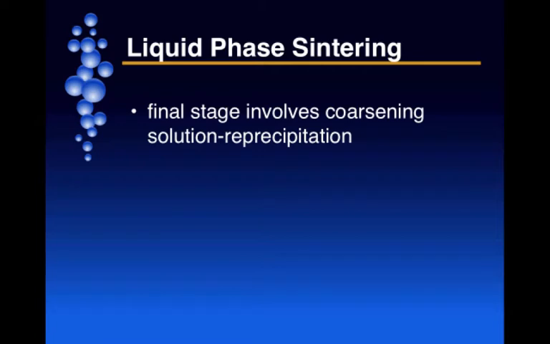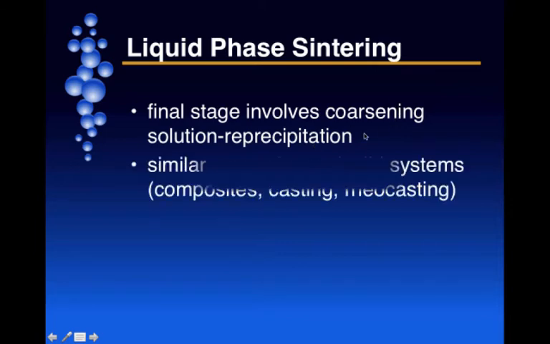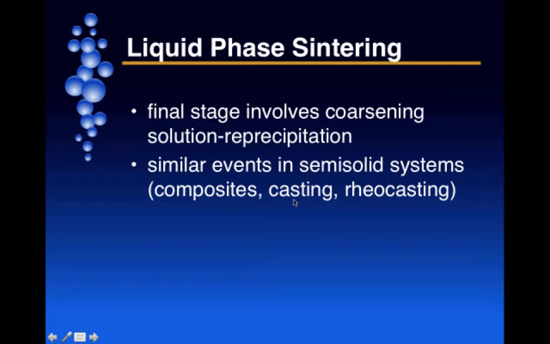So in liquid phase sintering, the final stage involves dissolving the grains and reprecipitating them, followed by coarsening overall. There are other systems in casting, in composites, in rheocasting, right? Whenever you have semi-solid systems, thixomolding is one type of example. You can have this type of thing going on. Chocolate is an example of a liquid phase sintered system.